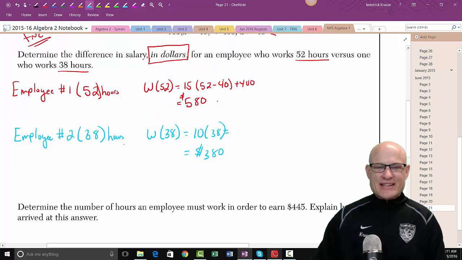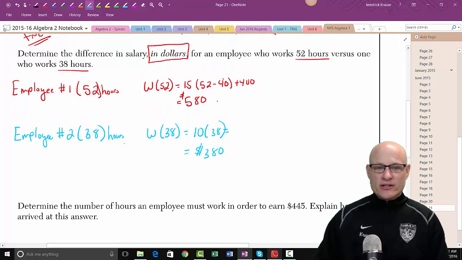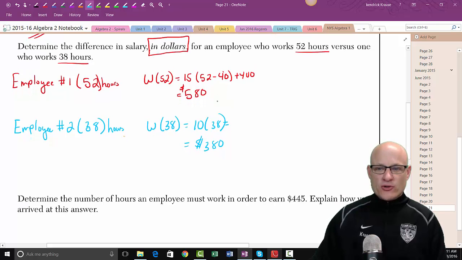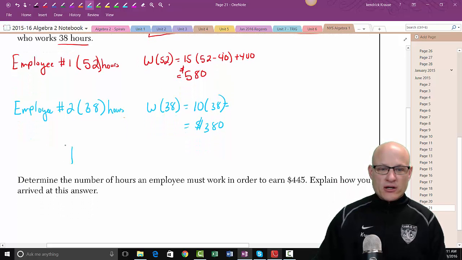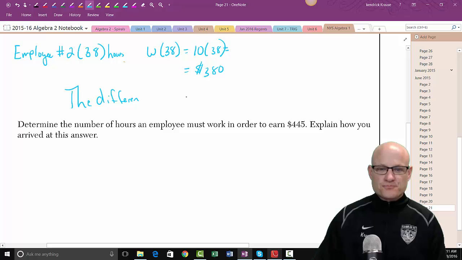So do we answer the question? It says determine the difference in salary in dollars. So the difference in salary would be $200.